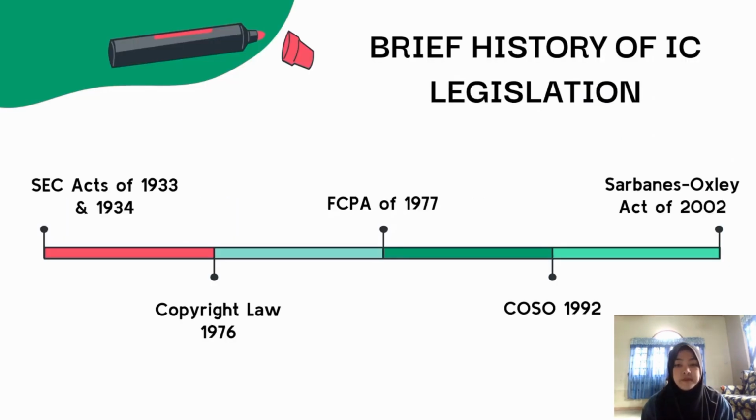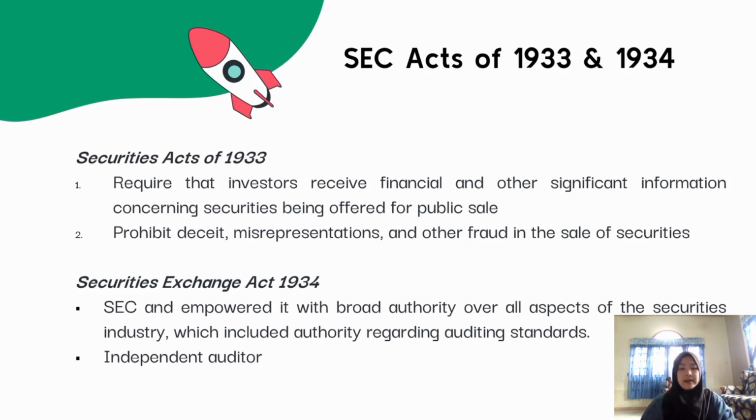A brief history of internal control legislation. We have the SEC Acts of 1933 and 1934, the Copyright Law of 1976, the Foreign Corrupt Practices Act of 1977, COSO in 1992, and the Sarbanes-Oxley Act of 2002. Let's talk about the SEC Acts of 1933 and 1934.